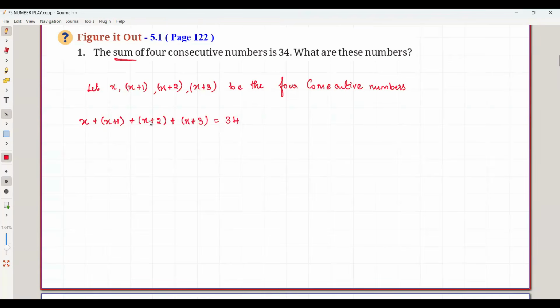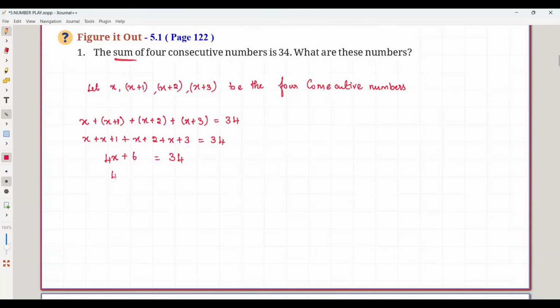While adding, we can just ignore the brackets. So x plus 1 plus x plus 2 plus x plus 3 is equal to 34. Add all the variables first. How many x? 1, 2, 3, 4x. Then add the numbers: 1 plus 2 is 3, 3 plus 3 is 6. So 4x plus 6 is equal to 34.